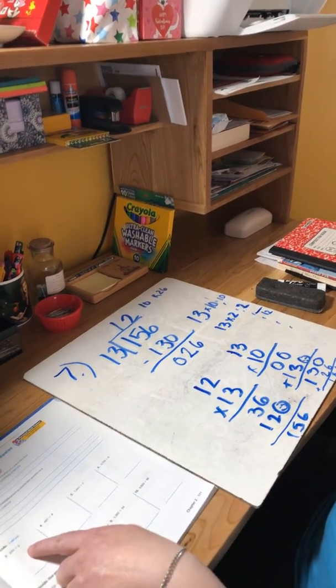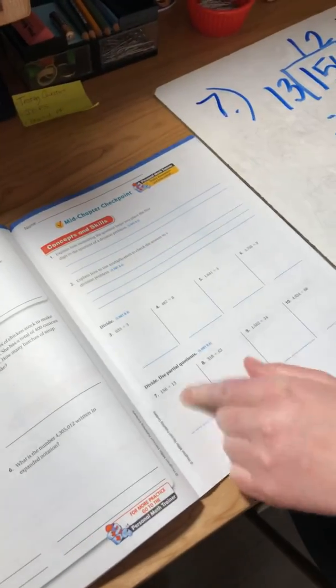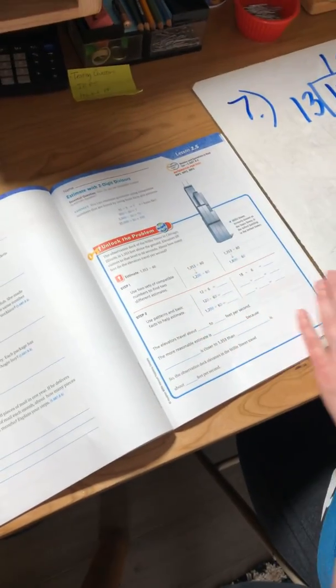Alright, so there's 3 and 7 of the checkpoint. So how about you work on these 2 pages, do as much as you can, and then I will continue doing lesson 2.5 for you.